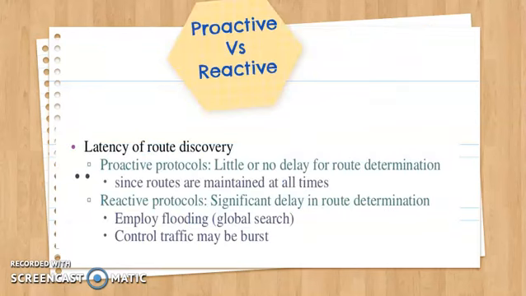Now, we shall compare proactive and reactive routing protocols on the basis of latency of route discovery. In proactive protocols, there is little or no delay for route determination, since routes are maintained at all times, whereas in reactive protocols, there is significant delay in route determination. Employs flooding. Control traffic may be bursty.